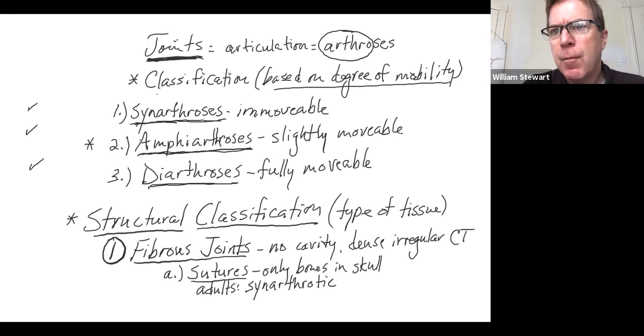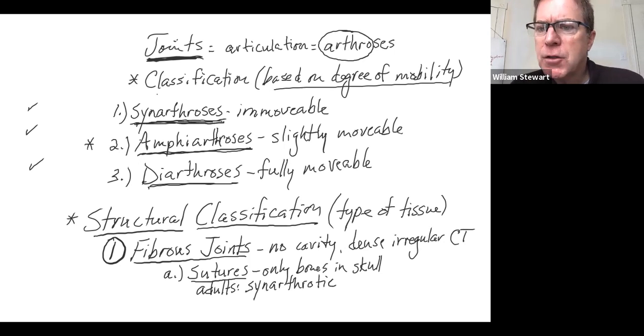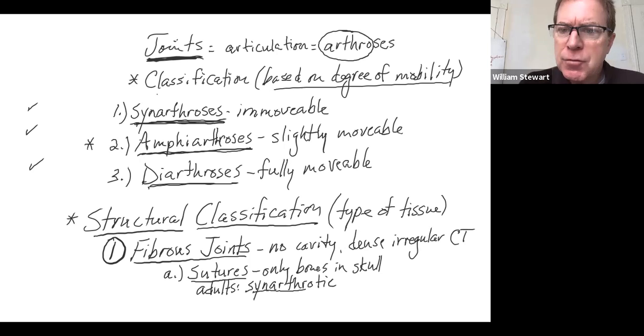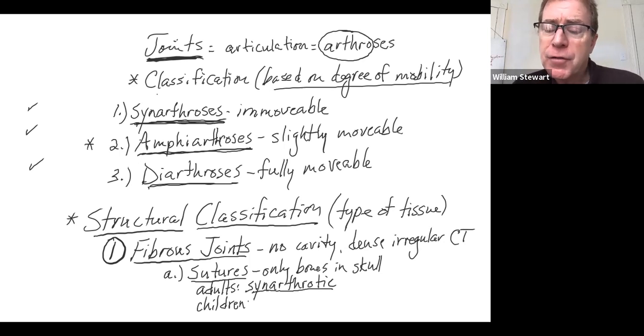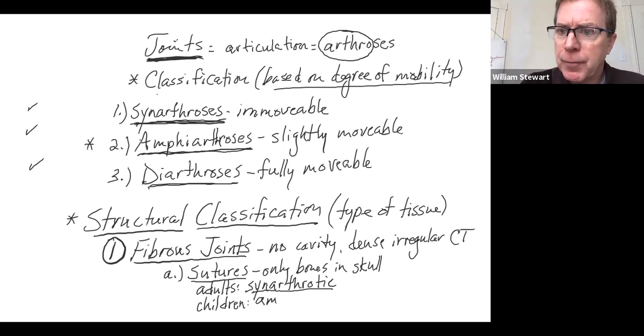That means immovable. So once sutures fully fuse, sometime after birth, they are considered immovable joints. But I'm going to just write this in children. They're not fully fused yet, and we consider them amphiarthrotic, slightly movable.